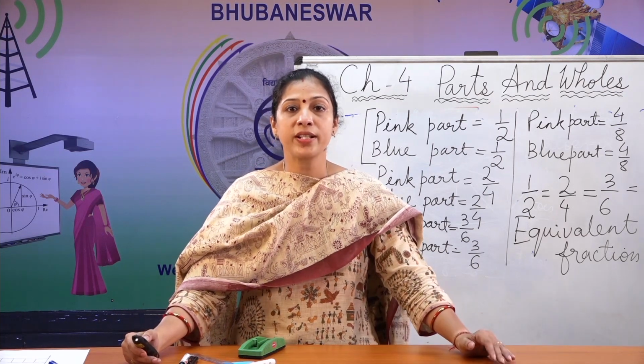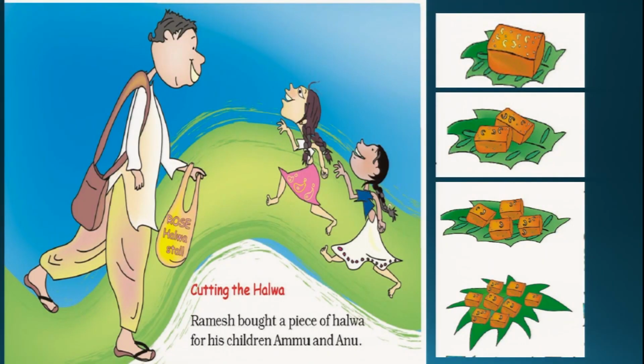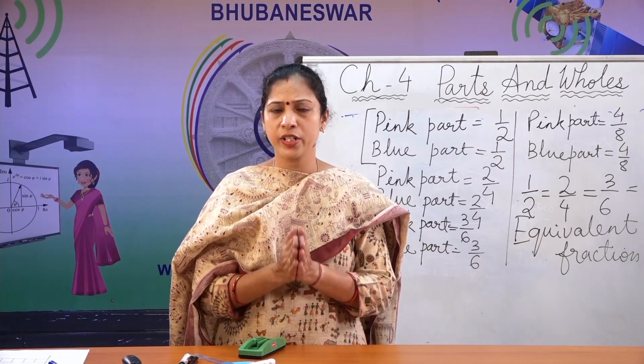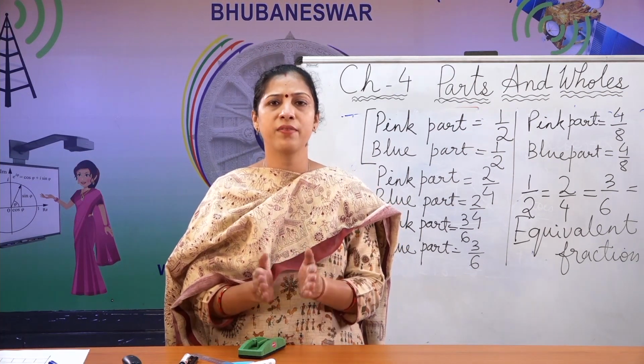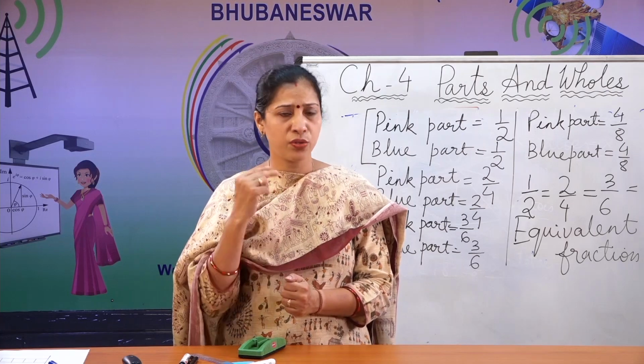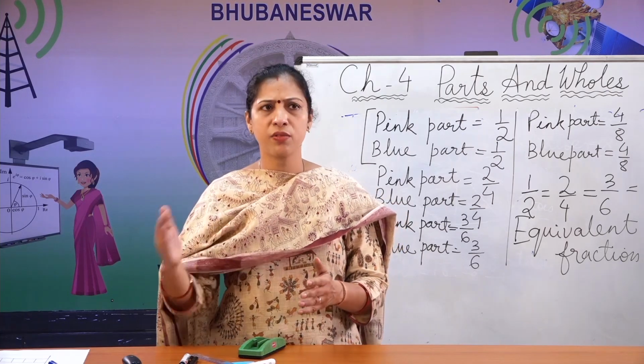Now Ramesh bought a piece of halwa for his children, Ammu and Annu. Now Ammu and Annu are very fond of halwa. So Ramesh has got a piece of halwa. But the halwa piece was big, so he divided it into 2 equal parts to be given to his daughters because he has got 2 daughters. So he divided it into equal halves.